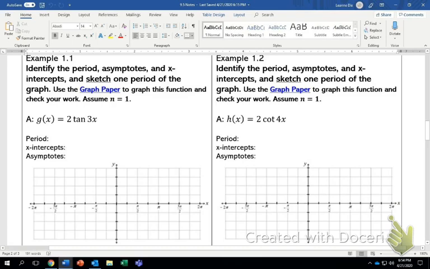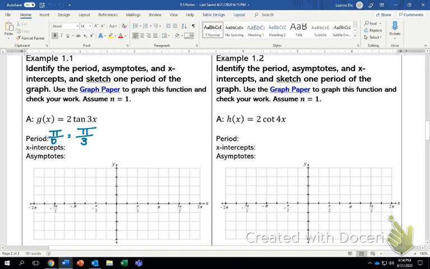So the first thing we're going to do is we're going to check our period. The period is going to follow the formula pi over b, and b in this particular case equals 3, so it'd be pi over 3. And so I know that we're going to have one complete rotation or one complete picture within pi over 3.